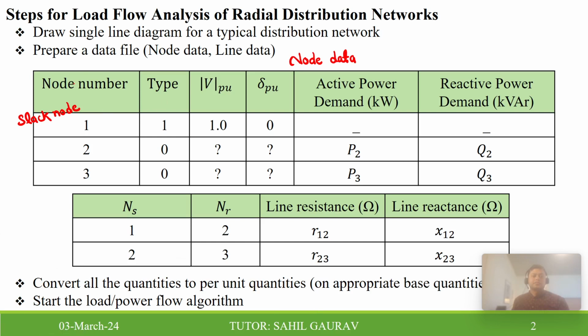So we were looking into the steps for load flow analysis. The first node we treat as the slack node or substation node. That's why we have noted down the type: for the slack node we denote it as 1, and 0 is denoted for load nodes.